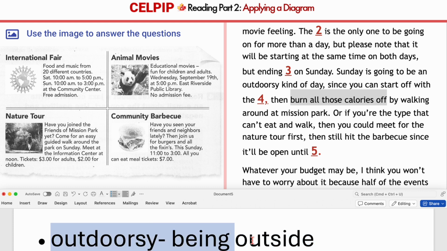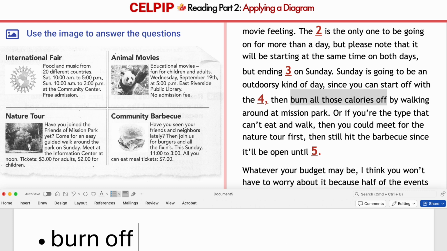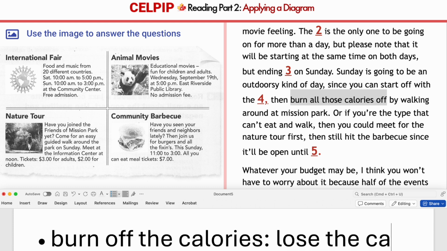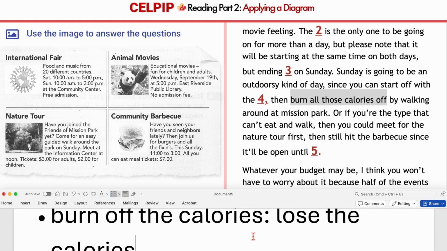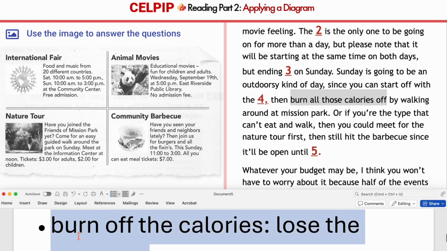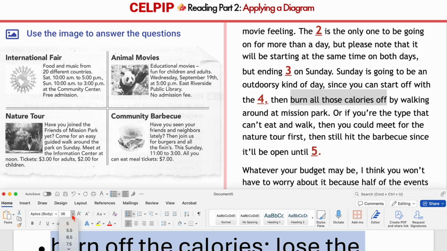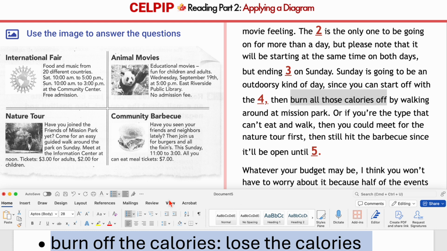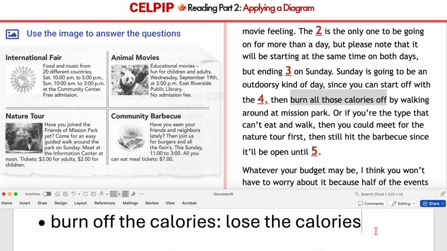So that one means burn off the calories. Means lose the calories. Okay, lose the calories. And also, 4 calories, right? Calories are food energy or food products, right?